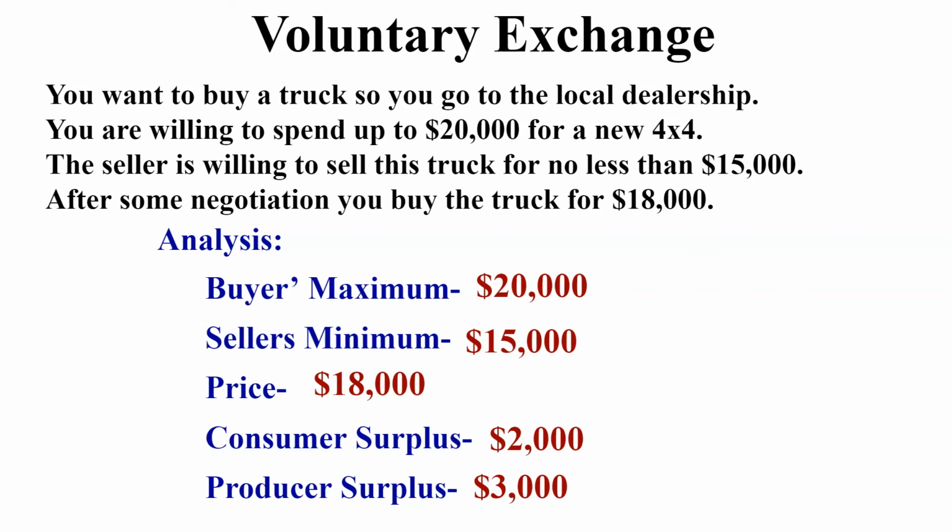So if we look at an example, you want to buy a truck, you go to a dealer, you're willing to spend $20,000, they're willing to sell it for $15,000. After some negotiation, you settle on $18,000. What's the consumer surplus? Well, $2,000. You were willing to pay $20,000, you got it for $18,000. You saved $2,000. And the producer sold it for more than $15,000, so they actually made a producer surplus of $3,000. And this is the voluntary exchange that we see here time and again.